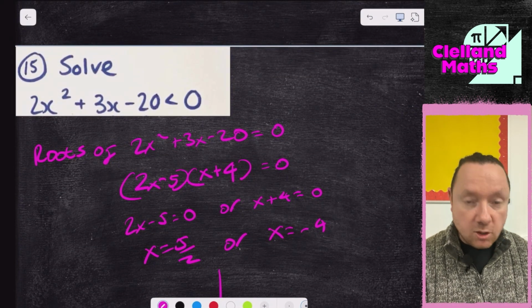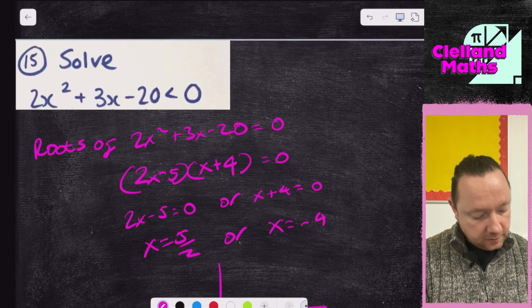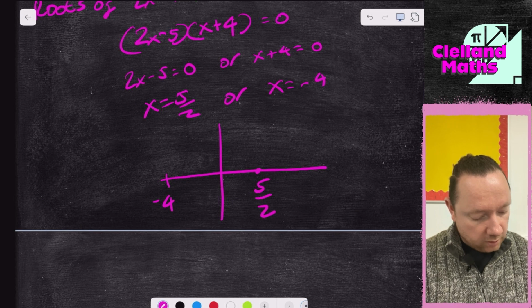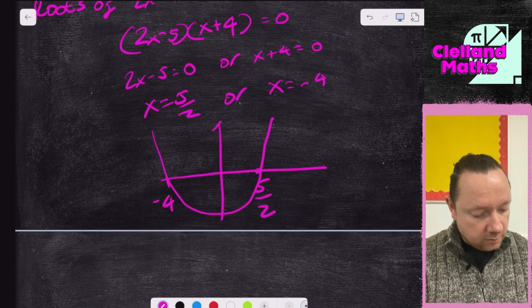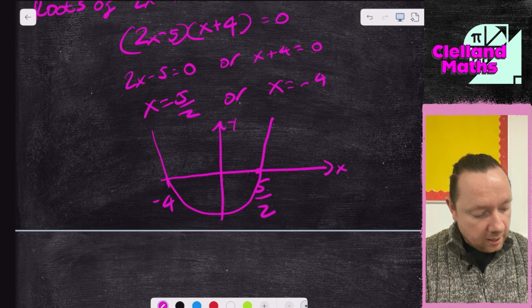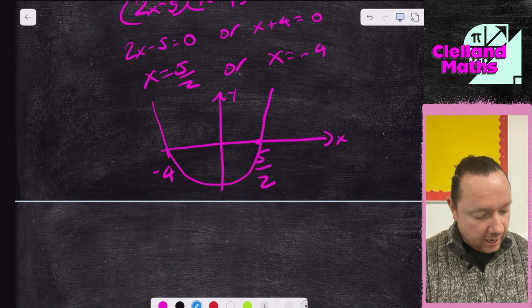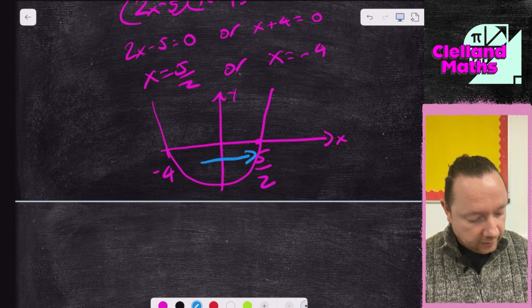Now it was a positive x squared, so it's a parabola going down the way. And I want it between minus 4, let's just shove minus 4 there, 5 over 2, say there. I don't need to know where it turns. Just need a graph. That's y and that's x. And if we look at our original question, what's it less than 0? What is less than 0? Below the x-axis. So in between these two numbers is when it's below the x-axis.